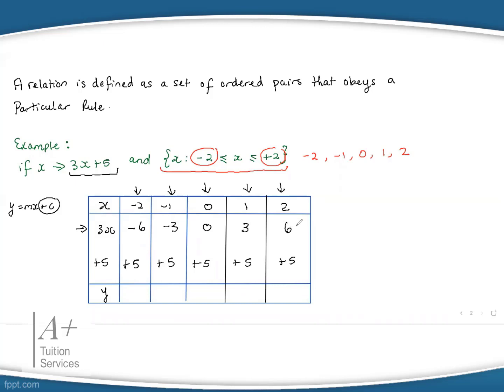Now we work this out. We have -6 + 5, which will give me -1. Then we have -3 + 5, which is going to give me 2. 0 + 5 is going to give me 5. 3 + 5 is going to give me 8. 6 + 5 is going to give me 11.